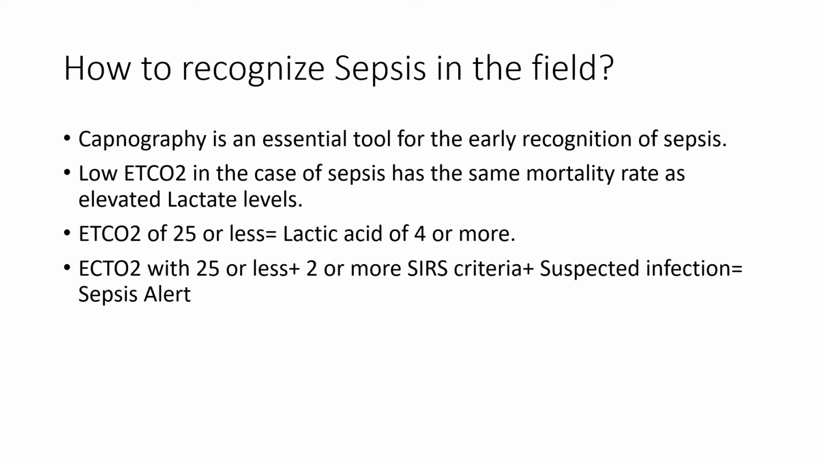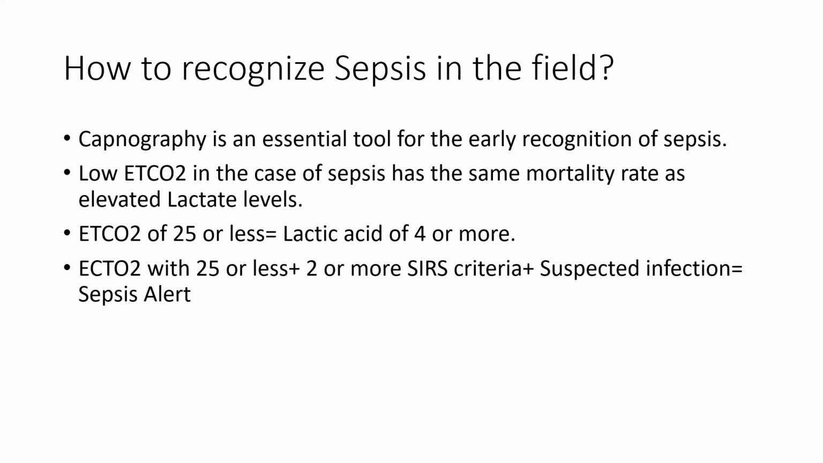So if you bring that into our criteria, end-tidal CO2 of 25 or less, plus 2 or more SIRS criteria, plus a suspected source of infection means sepsis alert, means that we need to activate our sepsis bundle, which includes fluid, vasopressors, and antibiotics. These are the patients that we want to target and give our antibiotics towards. We don't want to give antibiotics to Meemaw who's complaining of a cough, or Meemaw who's complaining of abdominal pain. We want to target specific populations of patients, specifically those people who are in septic shock or more than likely progressing that way.